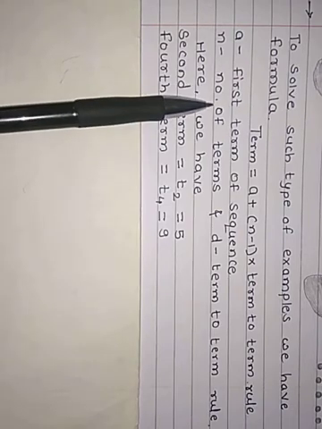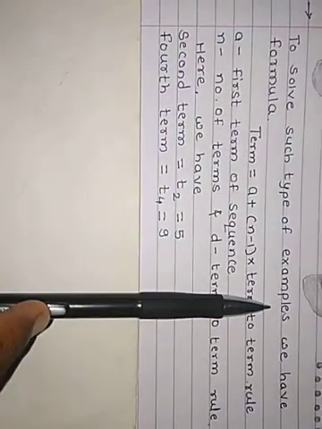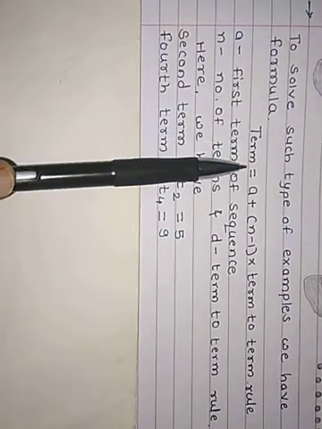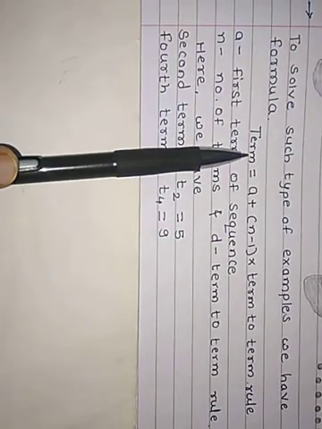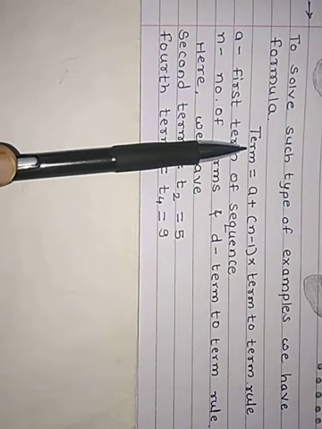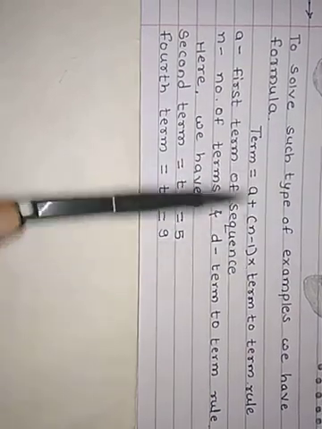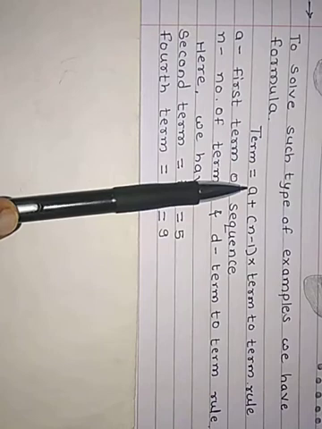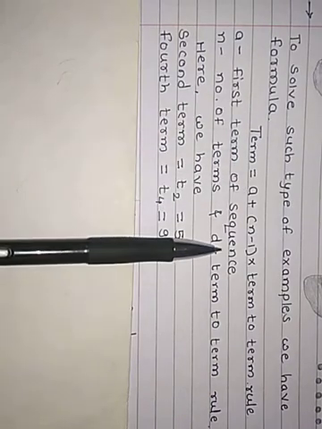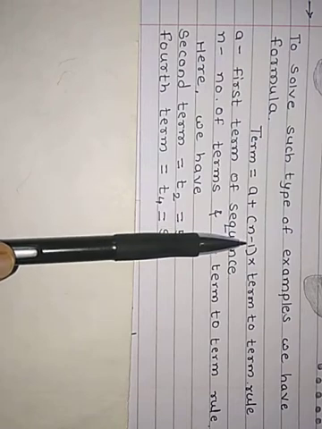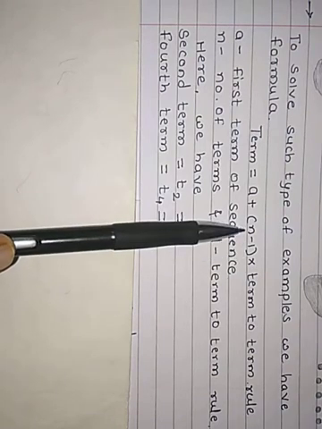Now see here. To solve such type of examples, we have a formula to find any term. We can find the 10th term, 20th term, any term from this formula. Term is equal to A plus (N minus 1) into D. A means the first term of the sequence, that is T1 we can say. And N means the number of terms in that sequence.